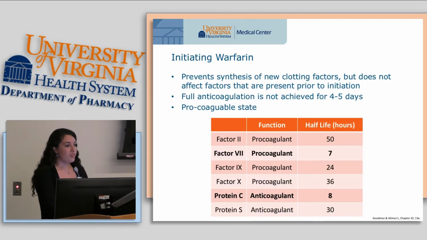So as I said, it prevents the synthesis of new clotting factors. And so this is important to know that it's new clotting factors, and so the clotting factors that are already present in the body are not affected. And so that's why the onset of action is 4 to 5 days.